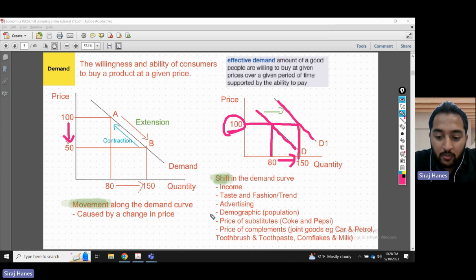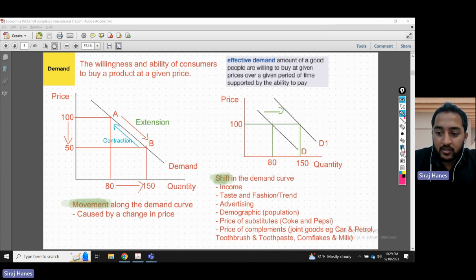And of course, price of complements. Complements are joint goods, car and petrol, for example. If the price of petrol goes up, I'm not buying a car. My demand for the car will fall. And if the price of petrol goes down, I'll buy a car because I can run the car. What's the point of me buying a car and parking it at home because I can't afford petrol? So these are joint goods, price of complements. These are little things that you can keep in mind.